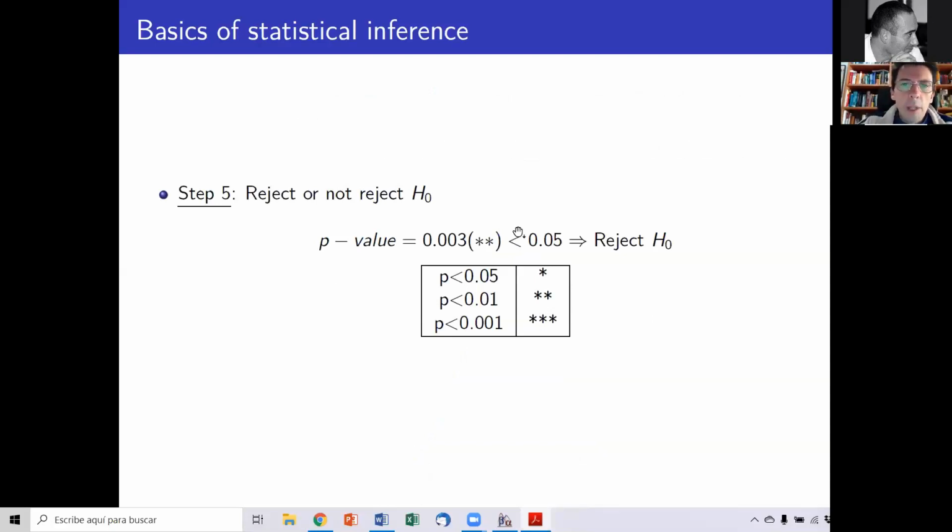And then we put the stars on this p-value. Typically the stars that we use in biomedicine are these ones. If it is below 0.05, you put 1 star, or below 0.01, 2 stars, and so on. Okay, so we get 2 stars for this result.